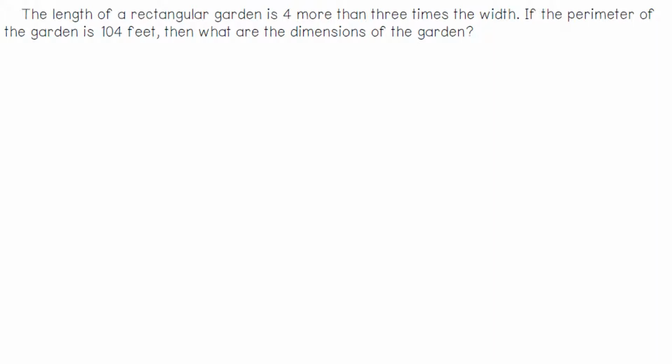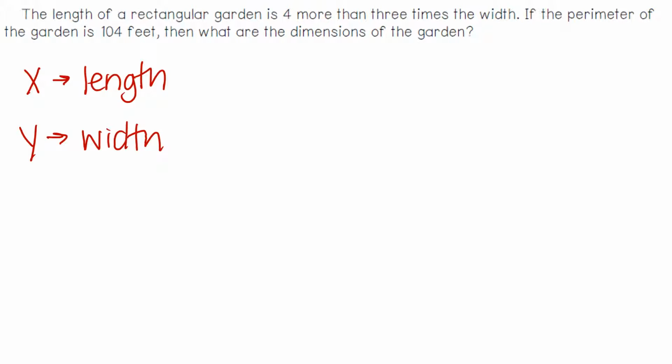The length of a rectangular garden is 4 more than 3 times the width. If the perimeter of the garden is 104 feet, then what are the dimensions of the garden? So in this problem, we're talking about length and width. So that's going to be what represents our variables. X will be the length, Y will be the width. When we write our equation, we write it in order of the problem. So it says the length, that's X, is, the word is an equal sign. So the length is 4 more, 4 plus, 3 times, so 3 times the width. The width is Y, 3y.